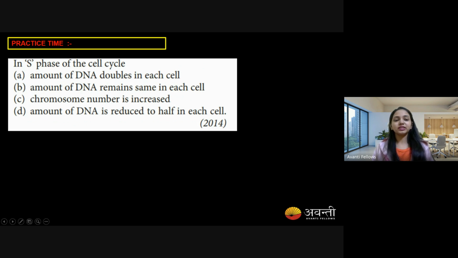In S phase of the cell cycle, what will happen? This question is already asked in 2014. Amount of DNA doubles in each cell, amount of DNA remains same, chromosome number increase, or amount of DNA is reduced. Very good. जल्दी से आंसर करो, बच्चों.